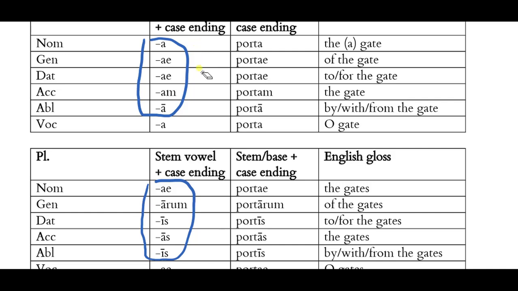Singular first declension. A, ae, ae, am, a. A, ae, ae, am, a. A, ae, ae, am, a. Plural first declension.